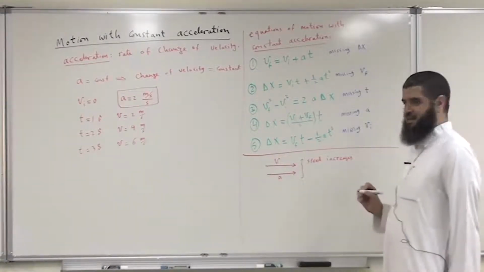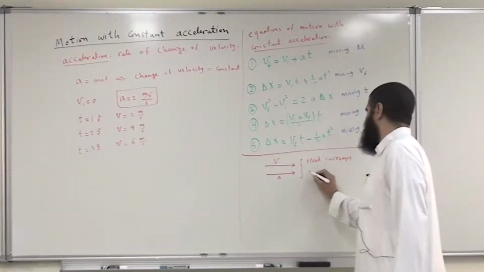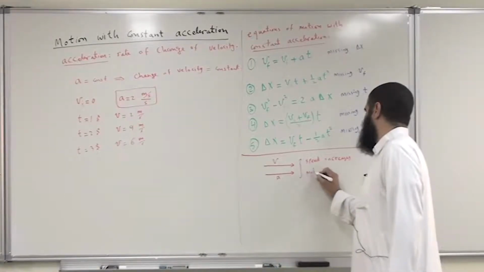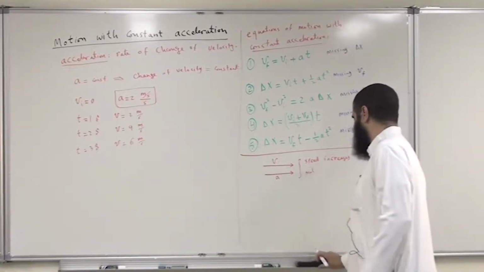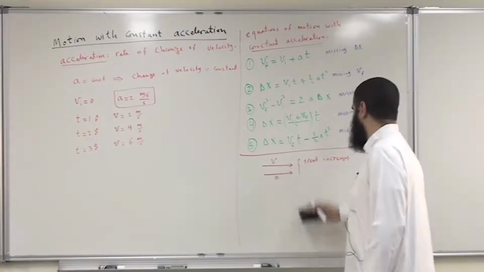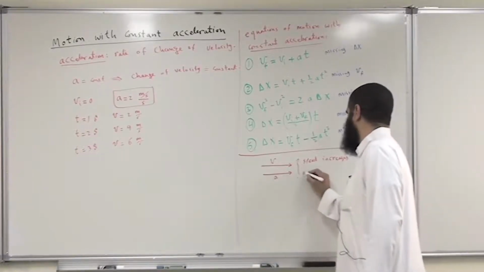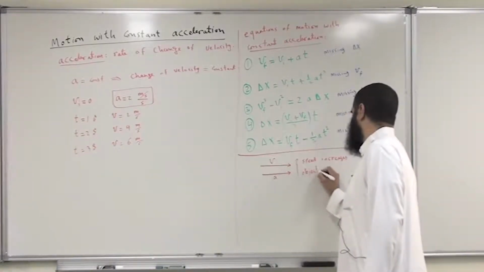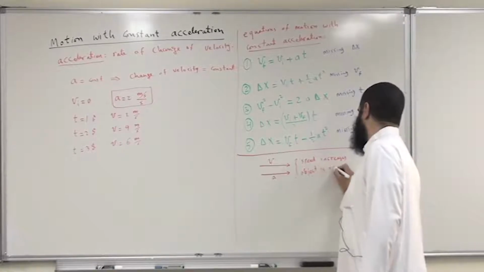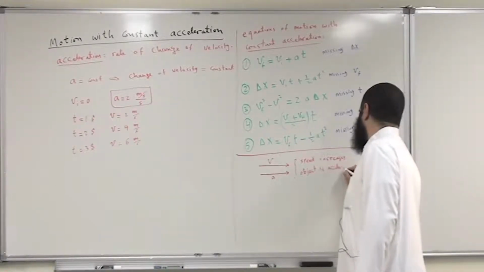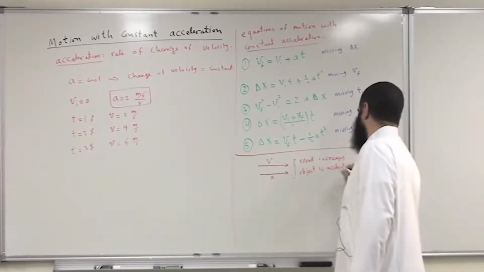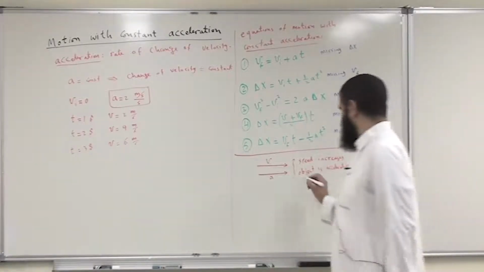So the speed increases, and we say that the motion is, or the object is accelerating. The object, which is the car in this case, is accelerating. So its speed is increasing.